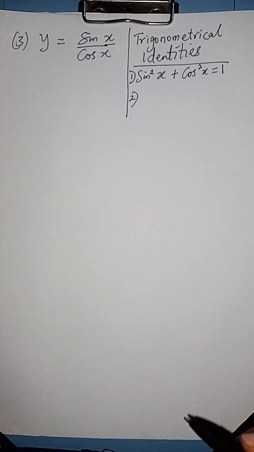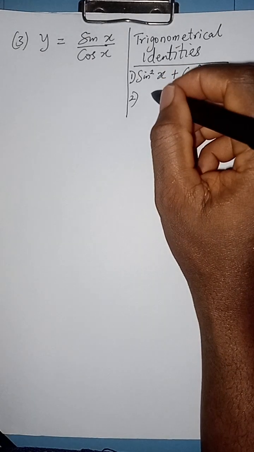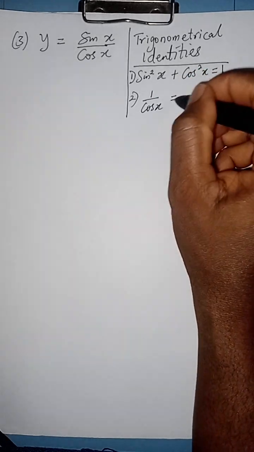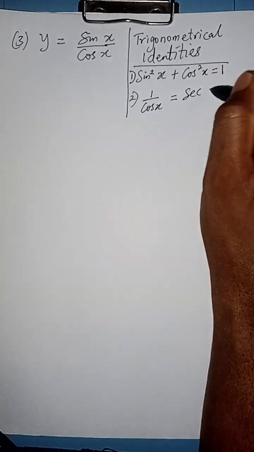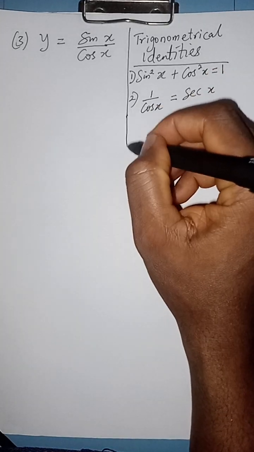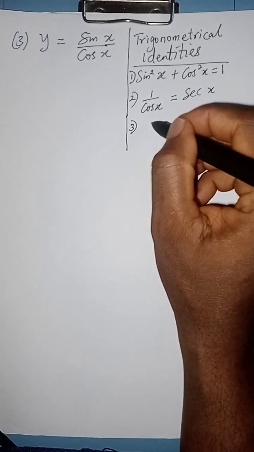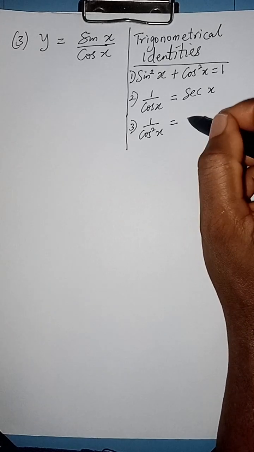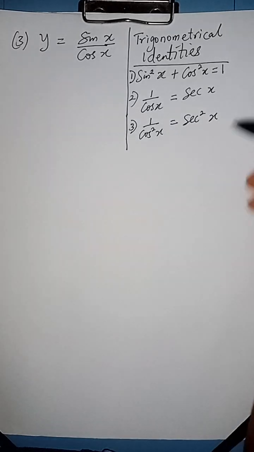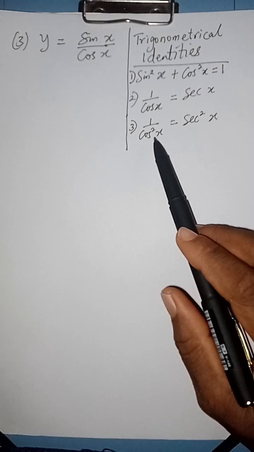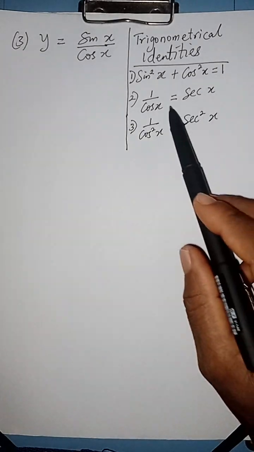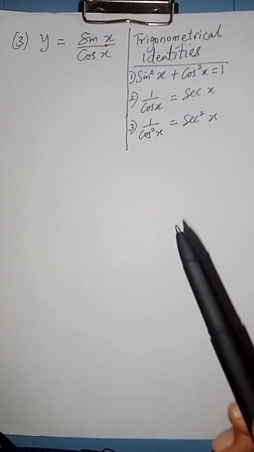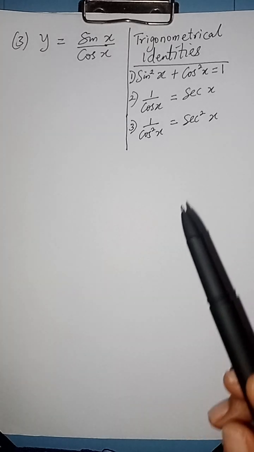Another trigonometrical identity to remember is that 1 over cos x is equal to sec x. And if this is true, it therefore means if I have 1 over cos square x, it is going to give me sec square x. So number 3 arises from number 2. If 1 over cos x is sec x, then 1 over cos square x will be sec square x.